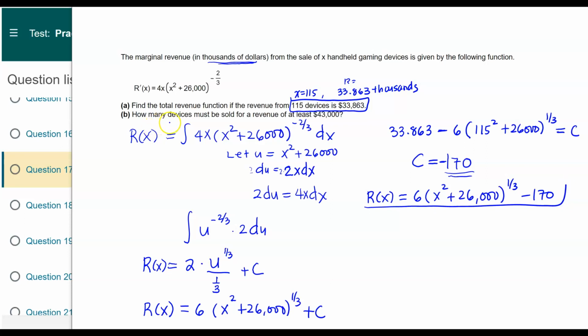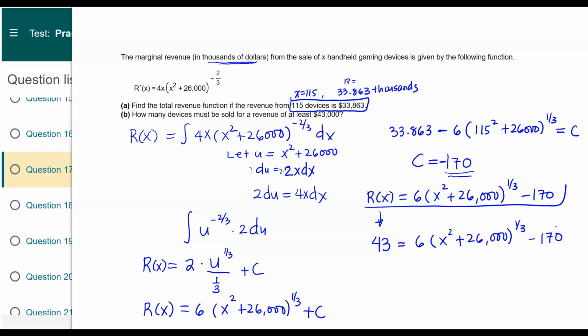Next question is, how many devices must be sold for a revenue of at least 43,000? That means this revenue here, 43,000, is your R of x. You want to compute that x. So to do that, you just need to replace this R of x by 43,000. But since that is already in thousands of dollars, you're going to use just 43. So 43 is equal to 6 times x squared plus 26,000 raised to 1/3 minus 170. And then you simplify this.